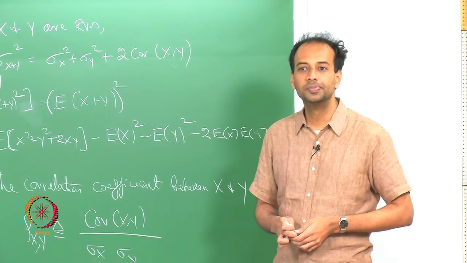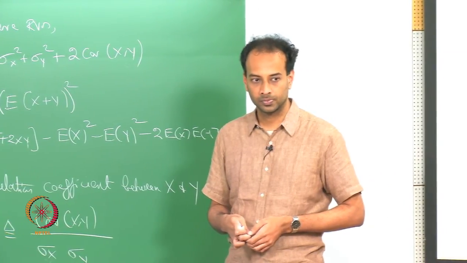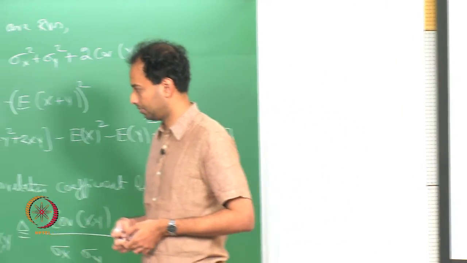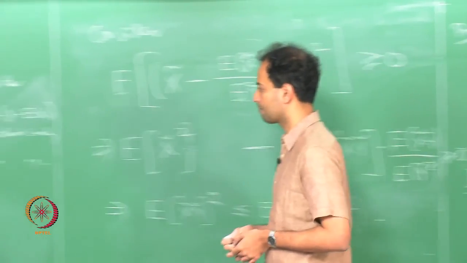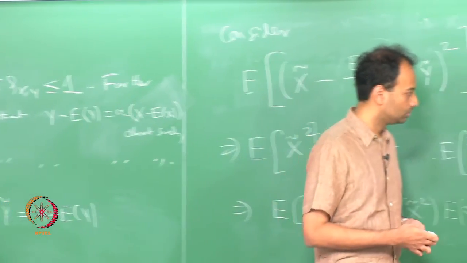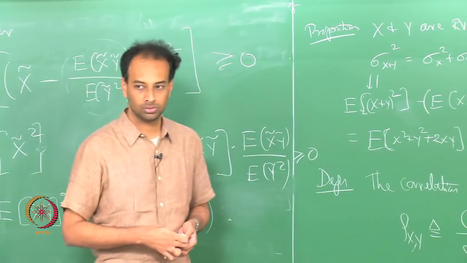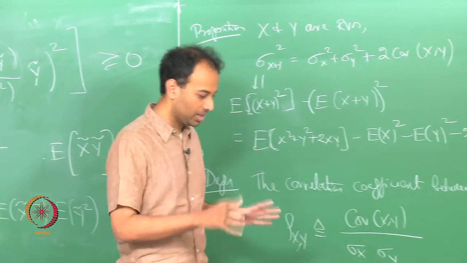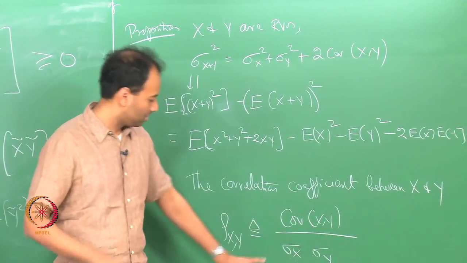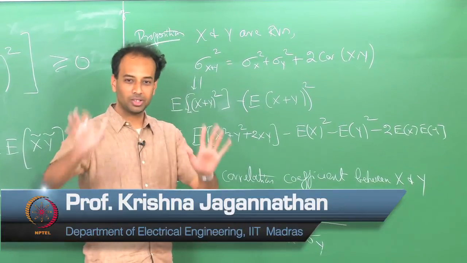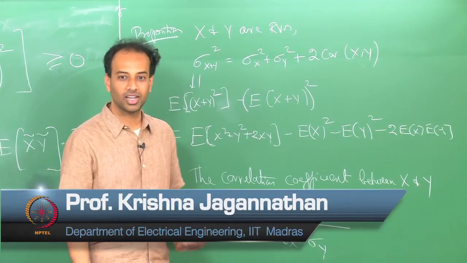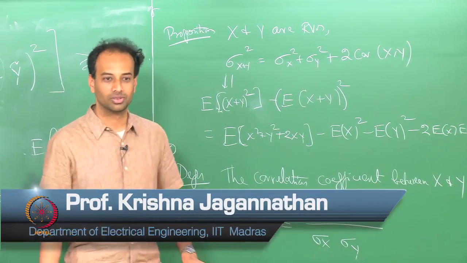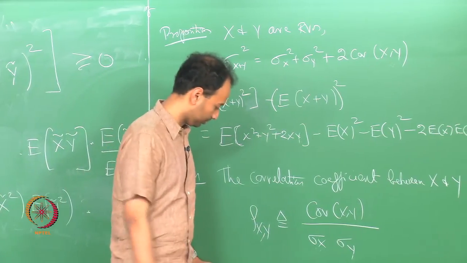Are there any questions? The take home is that finite second moment random variables are well defined, and they lie in the space called L2, which is a Hilbert space. You can define inner product, cosine, and all that. Okay, I will stop here.